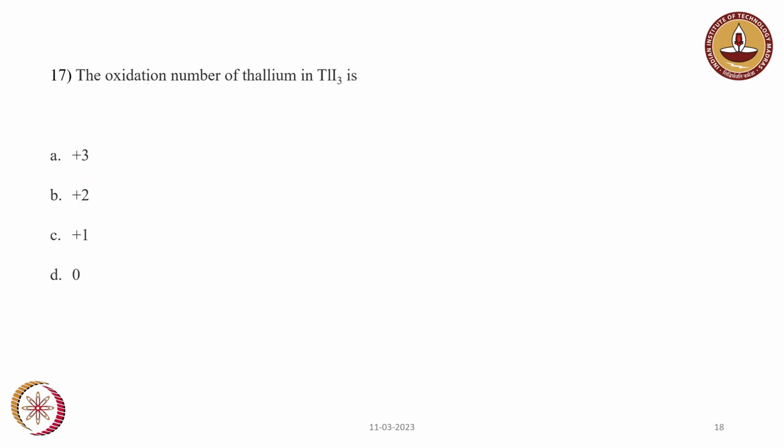Next question: the oxidation number of thallium in TlI3 is option A +3, B +2, C +1, and option D 0. In TlI3, Tl exists in the +1 oxidation state because the I3 is existing as I3 minus. So Tl is in the +1 state and iodine will be in I3 minus. So option C is the answer.